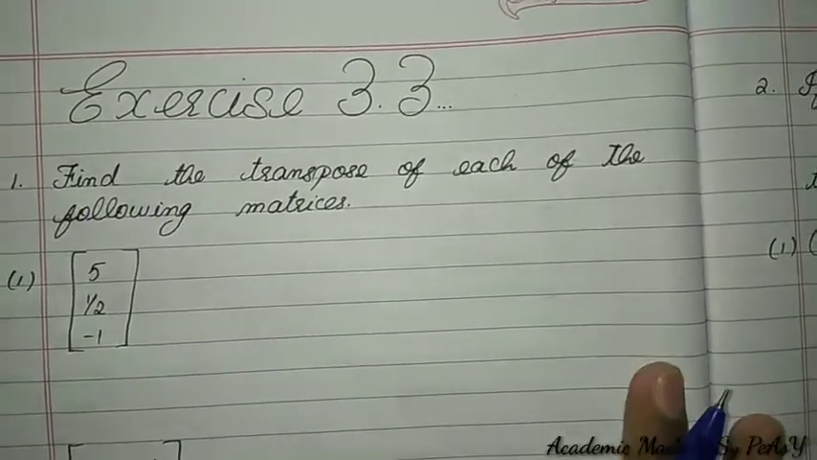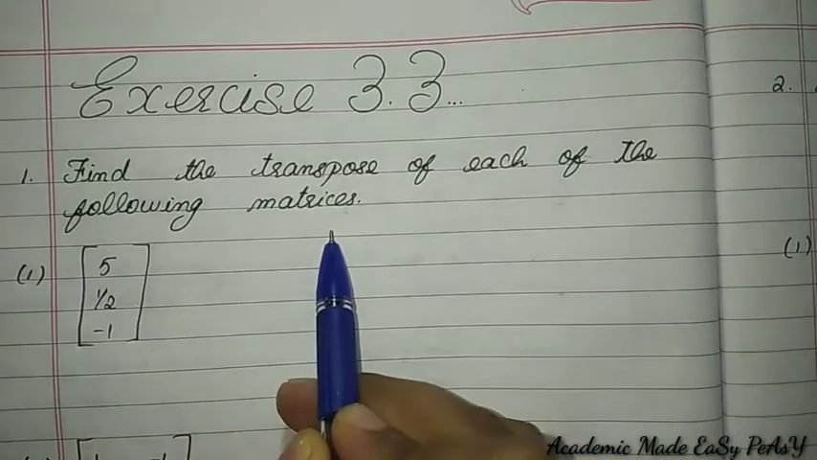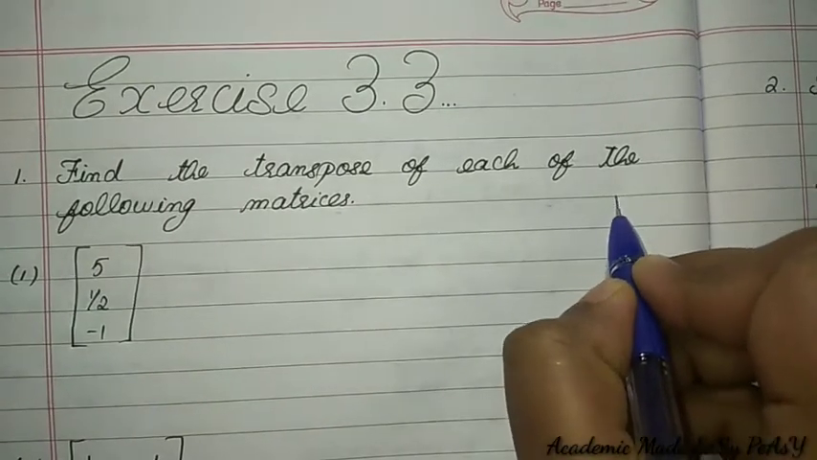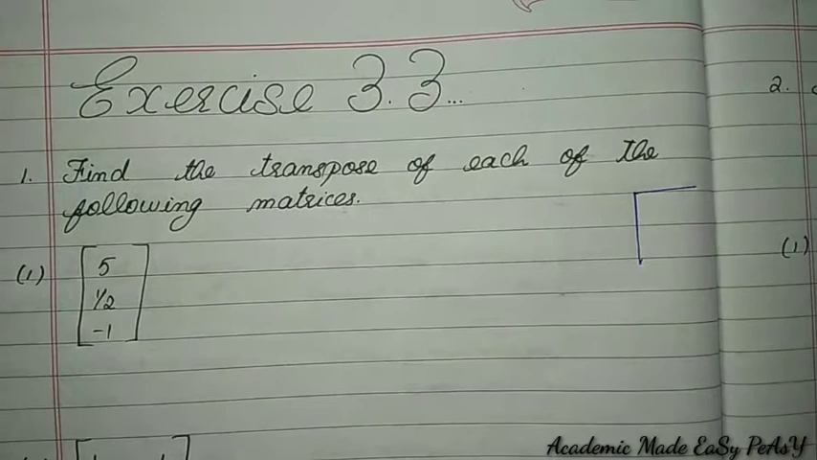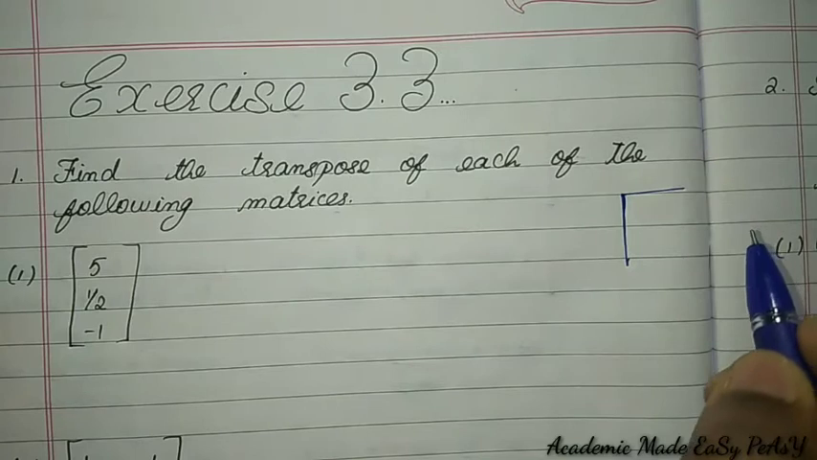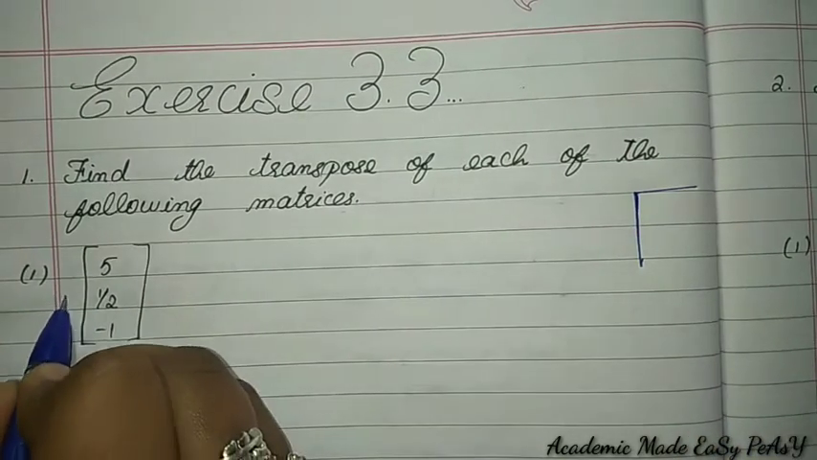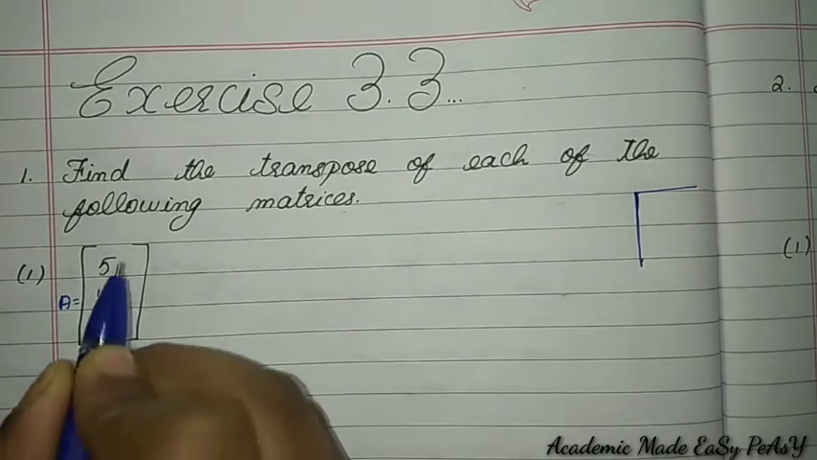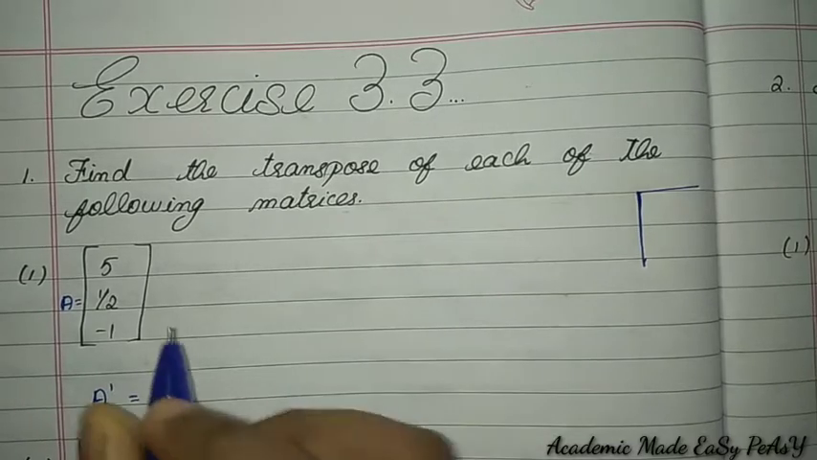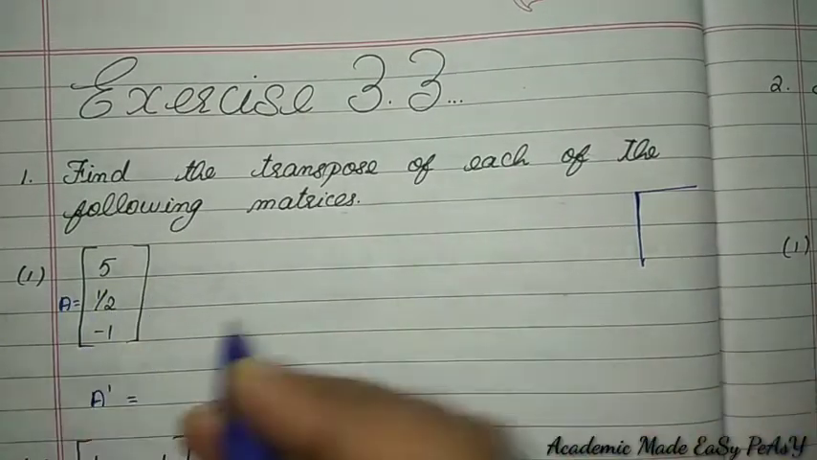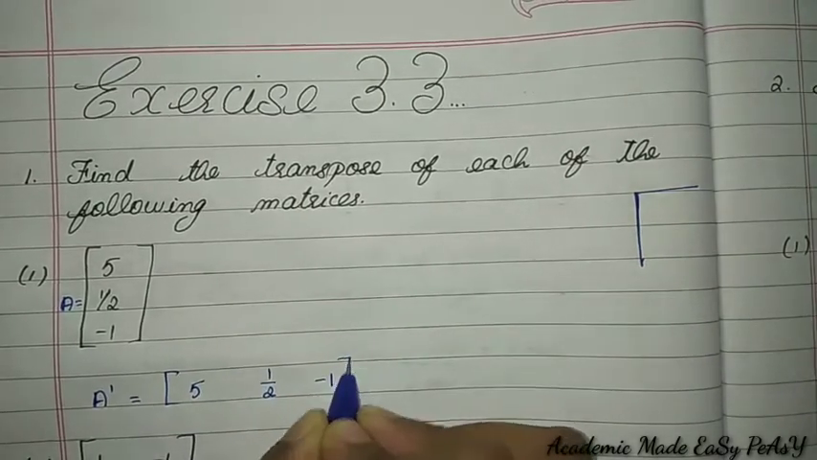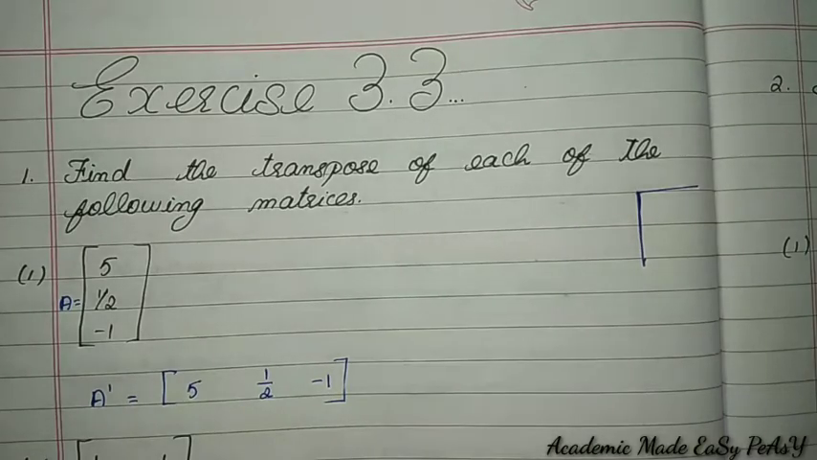Question 1. Find the transpose of each of the following matrices. Transpose means we will be changing the columns to rows and rows to columns. One thing I will tell you: always change only columns to rows, which will be very easy for us. Let A matrix be equal to 5, 1 by 2 and minus 1. So what will be A transpose? A transpose means I will be changing this column to rows. So 5, 1 by 2, minus 1. So that's it, this is the answer.